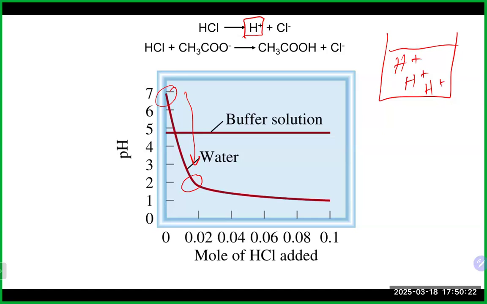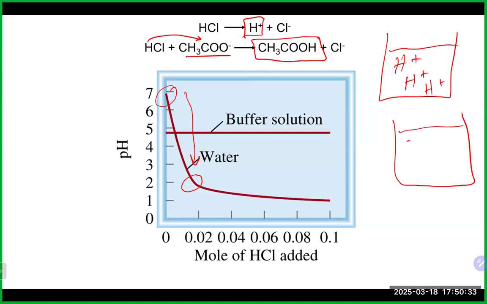When you add it to your buffer, what's going to happen is essentially that H+ is going to come over here to our acetate. It's going to get tied up in our acetic acid, and basically, you will still essentially have that same equilibrium you started with.